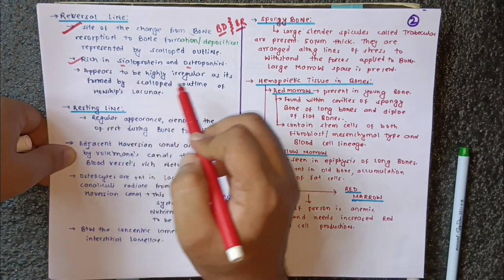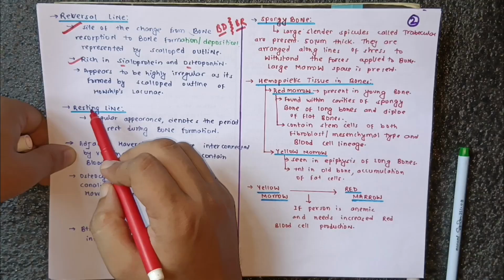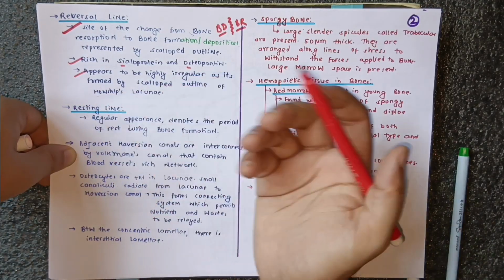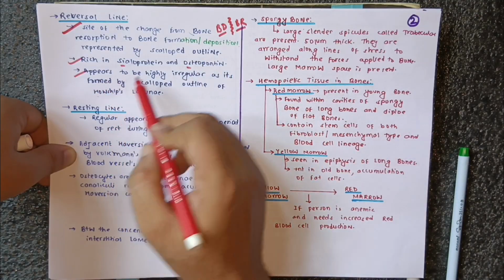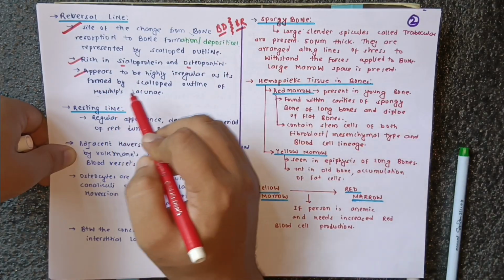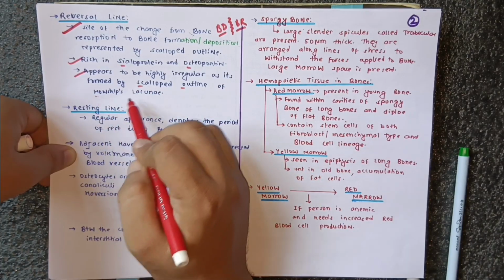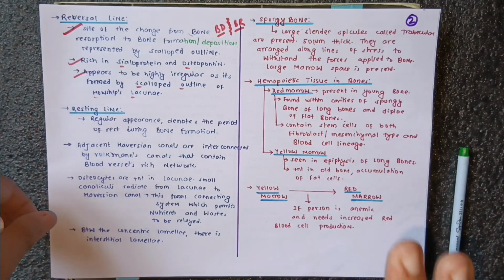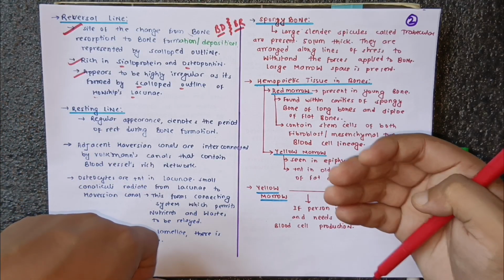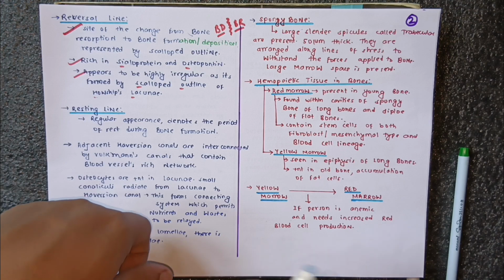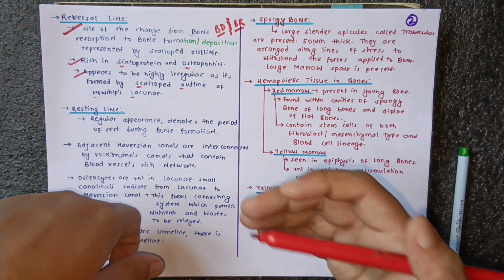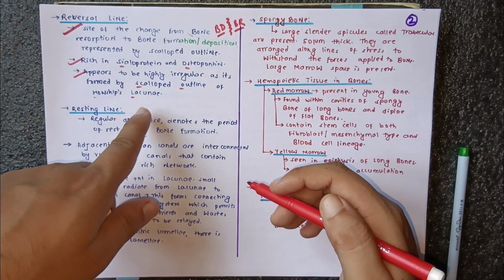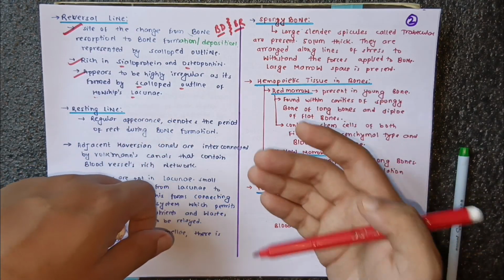It appears highly irregular as it is formed by the scalloped outline of the Howship's lacunae. We will discuss Howship's lacunae and osteoclasts further, but for now they are scalloped or irregular because of the scalloped outline of the Howship's lacunae. You should remember this: the reversal line is a scalloped outline separating bone resorption from bone deposition, containing sialoprotein and osteopontin in greater amounts, and the scalloping is due to the Howship's lacunae.